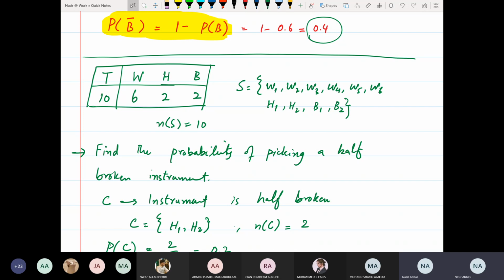Here we stuck to the case where we pick only one object. When you pick only one object, the counting is very easy. You just count that you have 10 elements in the sample space, 6 of them working, 2 of them half broken, and 2 of them broken. But if you are picking more than one object from the space, the counting is not very easy. I will show you why it is not easy, and then I will show you the easier way of counting, which, as Muhammad said, is something like combinations. We'll talk about those combinations later, inshallah.